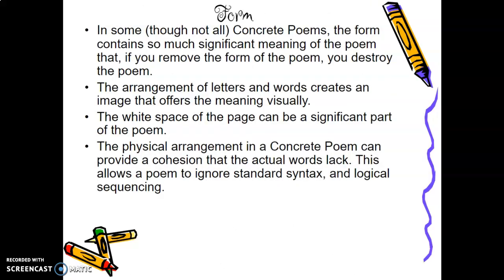Okay. Before we do that though, what we need to keep in mind is that the arrangement of letters and words are used to create an image that offers something visually with a meaning. So what you leave behind as a picture is also as important as the words that you choose for the poem. Okay. The physical arrangement in a concrete poem can provide cohesion. It can also be something that allows the reader to kind of pick and choose what they're doing and where they're reading and where they're starting. So you can play around with the physical arrangement and give the reader an option, and we'll talk about that in just a second. And then you can also use this thing called white space, which is unused space, which can also become a significant part of the poem.